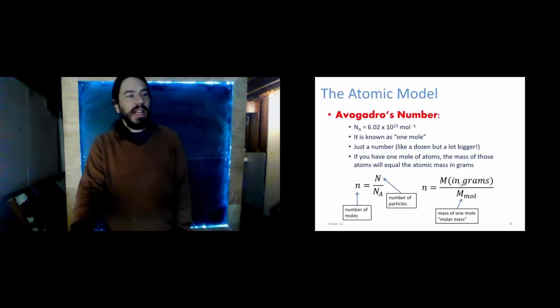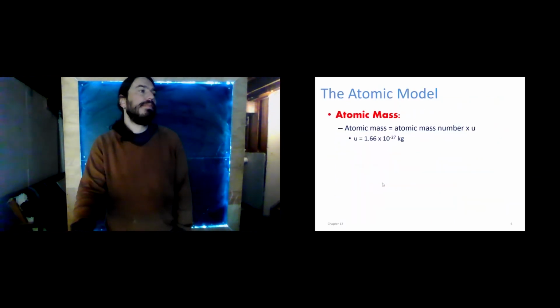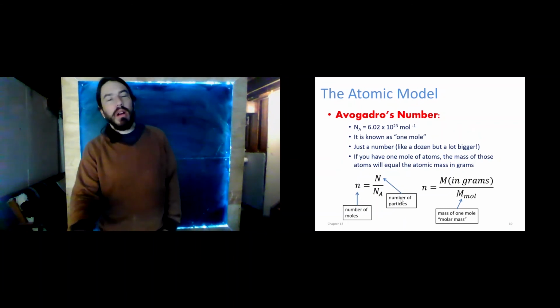And so this equation right here relates the mass of your substance, the molar mass, and the number of moles. I almost think it's easier to visualize this if we bring the molar mass to the other side. So the number of moles times the molar mass gives us mass in grams. Makes sense, right? So if we had 2 moles of carbon, then we would have 24.02 grams of carbon. Okay. We can get between number of moles and number of particles.